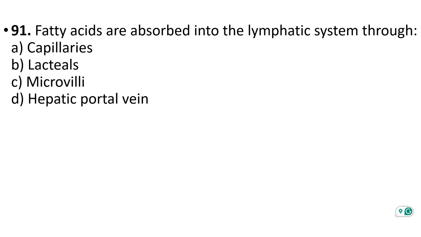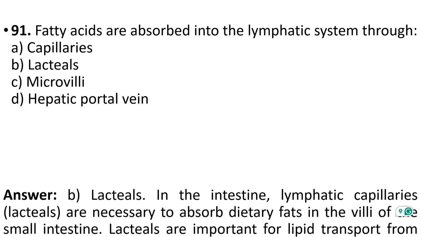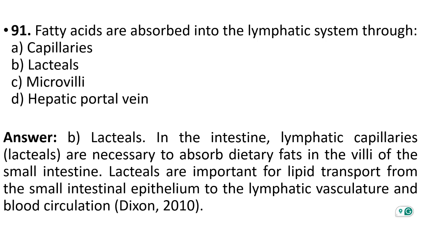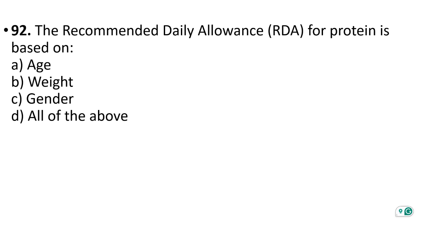91. Fatty acids are absorbed into the lymphatic system through capillaries, lacteals, microvilli, hepatic portal vein. Your answer is option B. In the intestine, lymphatic capillaries called lacteals are necessary to absorb dietary fats in the villi of the small intestine. Lacteals are important for lipid transport from the small intestinal epithelium to the lymphatic vasculature and blood circulation. 92. The recommended daily allowance for protein is based on age, weight, gender, all of the above. Your answer is option D, all of the above.